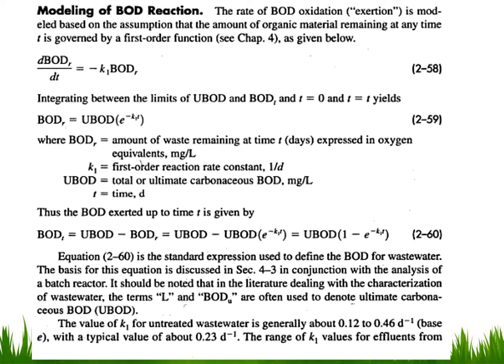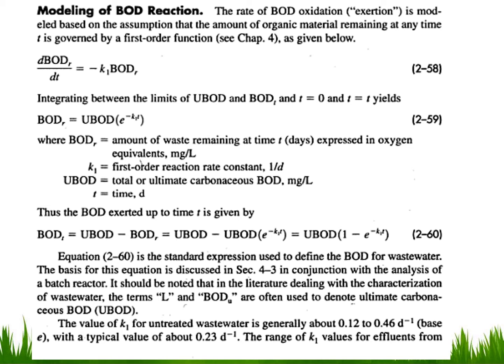And then we can have the time limit starting from 0 to t, and then we can further express it. BODR is the amount remaining at time t, K is the first order reaction rate constant, UBOD is the total ultimate BOD in this case, and t is the time.